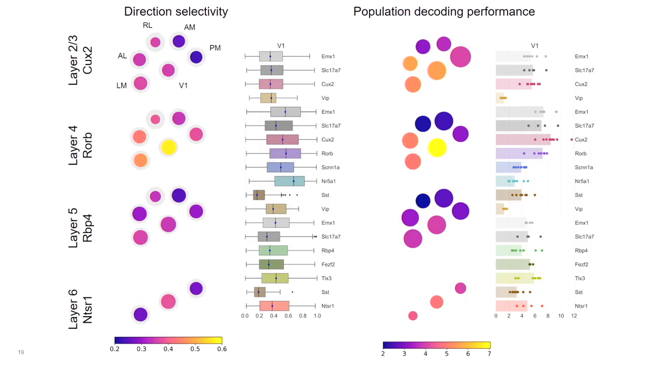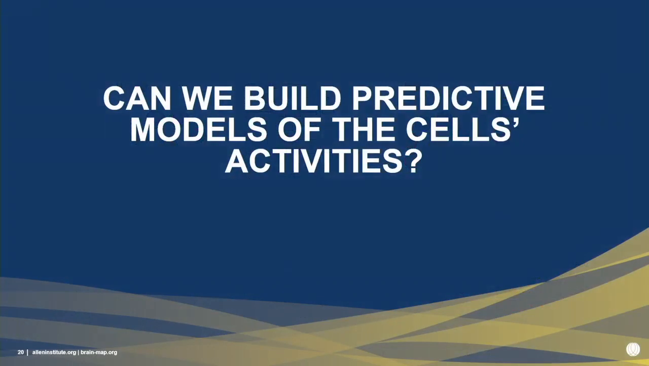But now we want to move to this question of, can we build predictive models of the responses that we're measuring? And so Michael Oliver is going to tell us about the work he's been doing developing these models. So we want to build predictive models that reflect our current understanding of visual processing. These models can be seen as instantiating a hypothesis about visual processing. Then we can test our hypotheses by seeing how well these models generalize to new data.